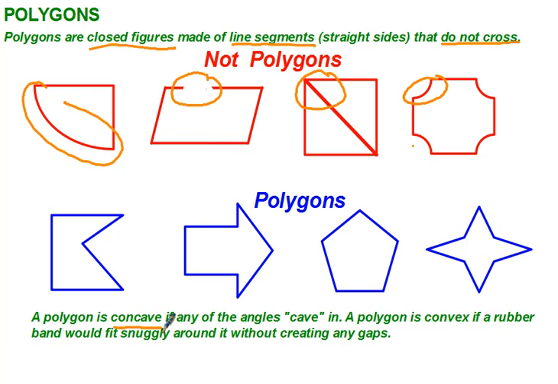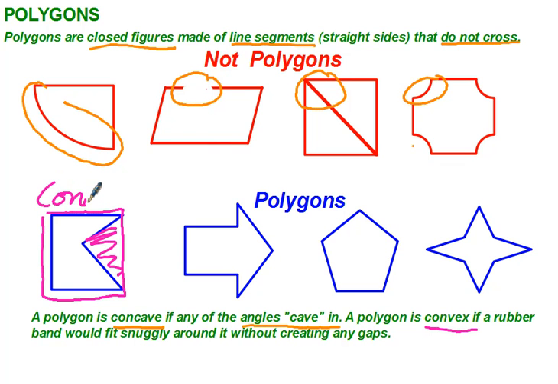We consider a polygon concave if any of the angles cave in. We consider a polygon convex if you could put a rubber band around it and it would fit snugly without creating any gaps. For example, if we put a rubber band around this figure, it would create a gap right here. So we would call this a concave polygon. And again, you can see that it caves in right here.